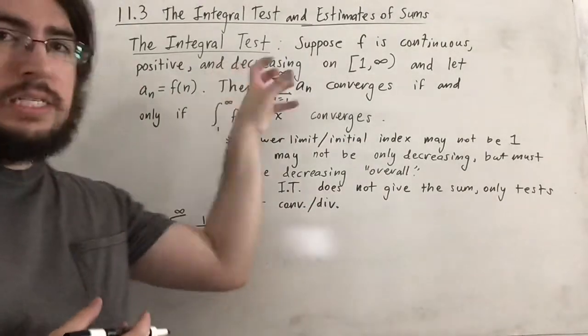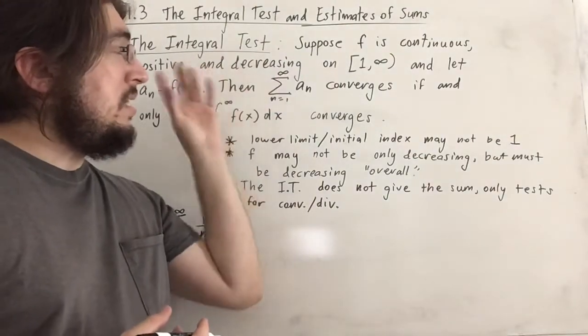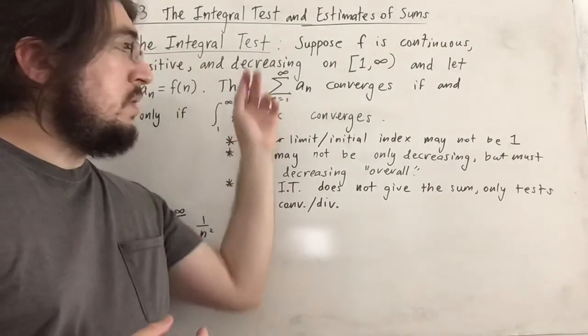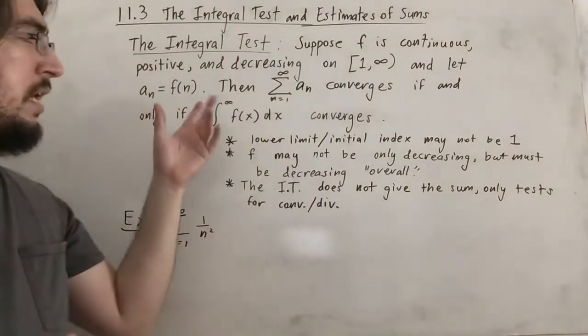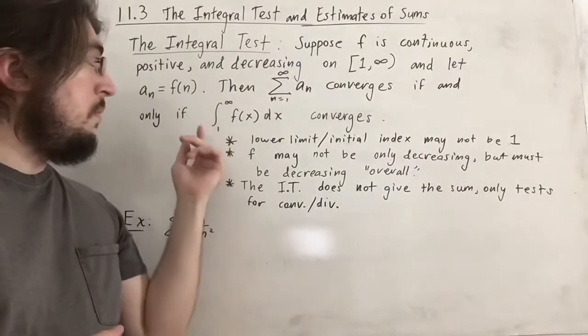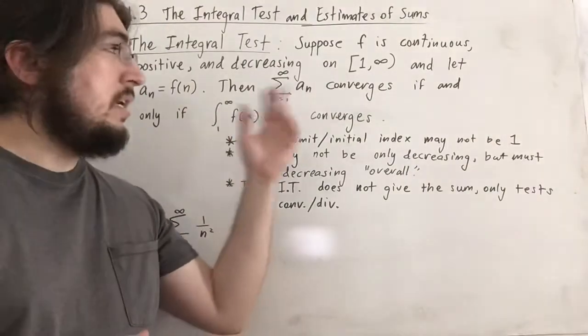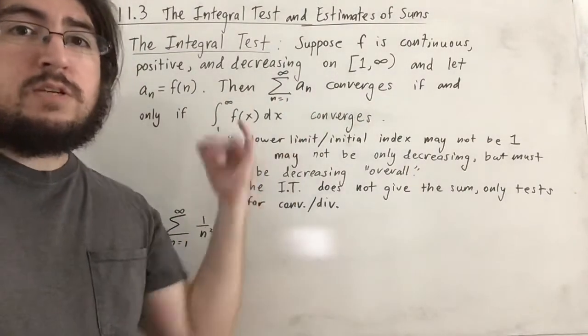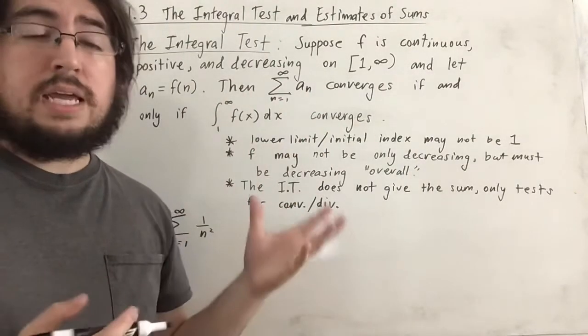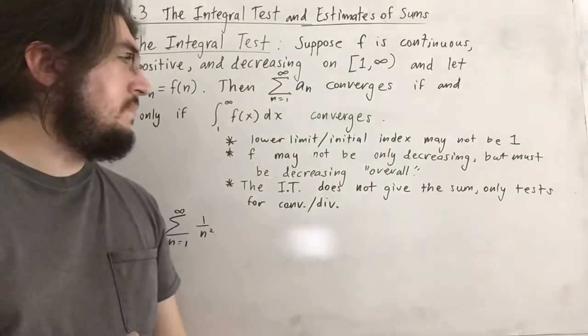So this is the integral test part. Then the series of a sub n from n equals 1 to infinity converges if and only if the improper integral from 1 to infinity of f of x dx converges. So if one converges, the other one converges and vice versa. Similarly, if one diverges, then the other one diverges.